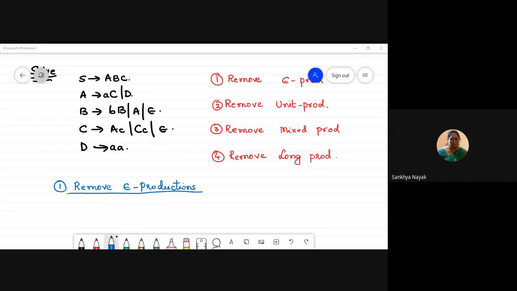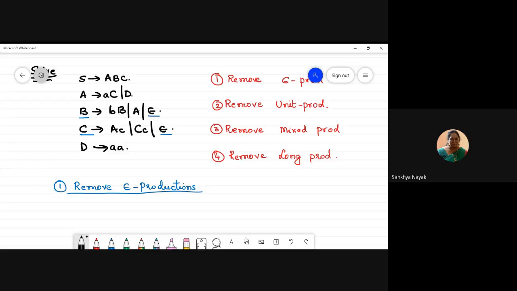Okay, so I think all of you are giving me the correct answer, so I am happy. B and C are nullable, correct? B and C are nullable. Why? Because you have B derives epsilon and C derives epsilon, and there is nothing else which uses only B and C. For example, if S derives BC was there, no? If at all you had S derives BC, then because B is nullable, C is nullable, S also would have been nullable. But since you do not have anything like that over here, only B and C are nullable. You are right.